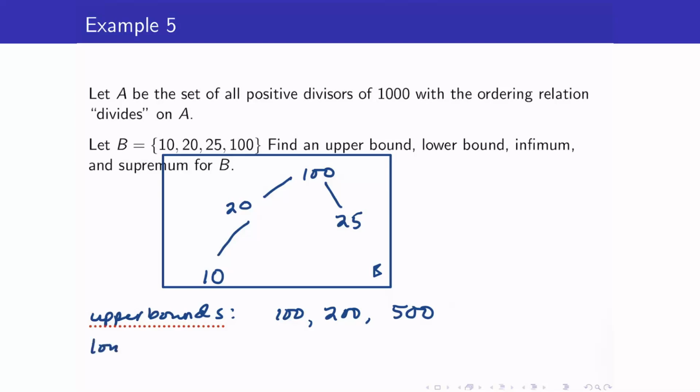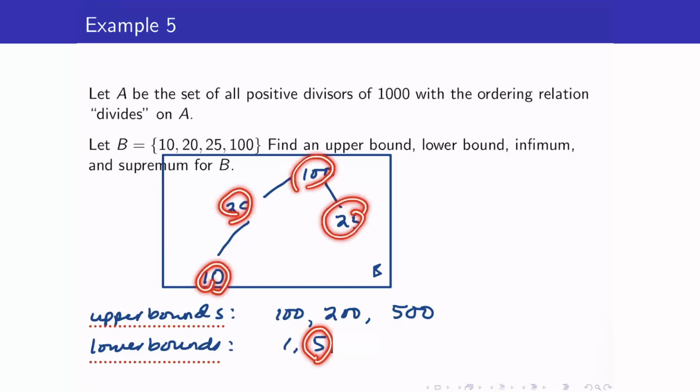How about lower bounds? We can have 1, 5. For example, 5 divides all of this. So that is a lower bound. Is 10 a lower bound? No, because 10 does not divide 25.